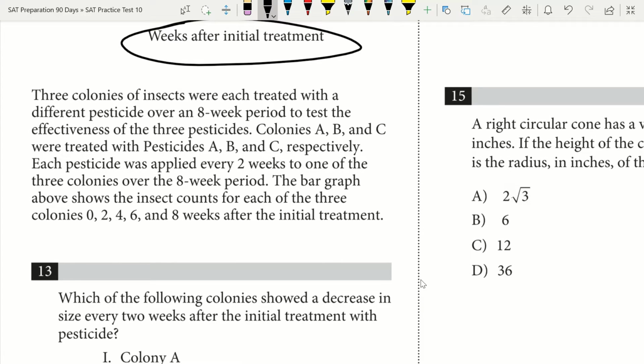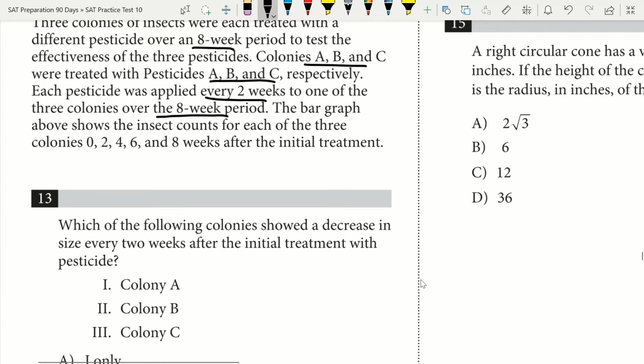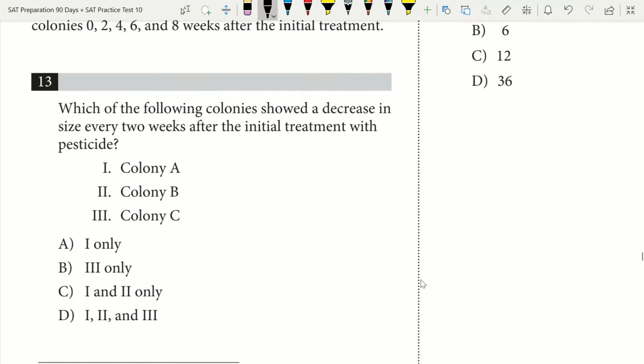So I have 3 colonies of insects that were each treated with a different pesticide over an 8-week period to test effectiveness of the 3 pesticides. We've got colonies A, B, and C treated with different pesticides respectively. Each pesticide is applied every 2 weeks to one of the 3 colonies over the 8-week period. The bar graph above shows insect counts for each of the 3 colonies after different numbers of weeks after the initial treatment. So I'm asked which of the following colonies showed a decrease in size every 2 weeks.